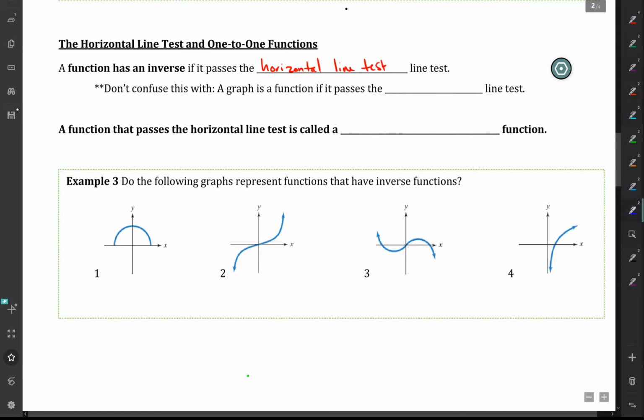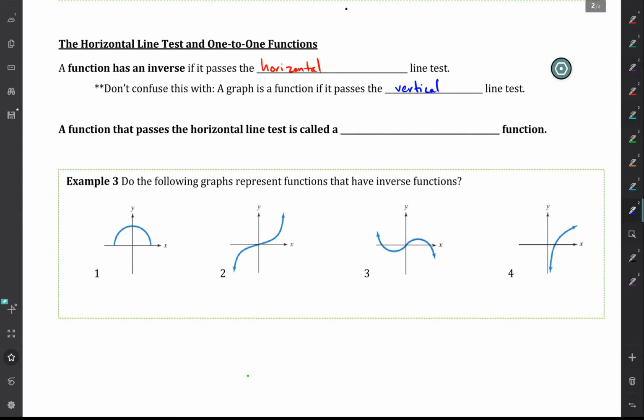And don't confuse this with the vertical line test. So the vertical line test tells you whether or not a graph is a function. A graph is a function if it passes the vertical line test, which means that every vertical line intersects the graph in at most one place.